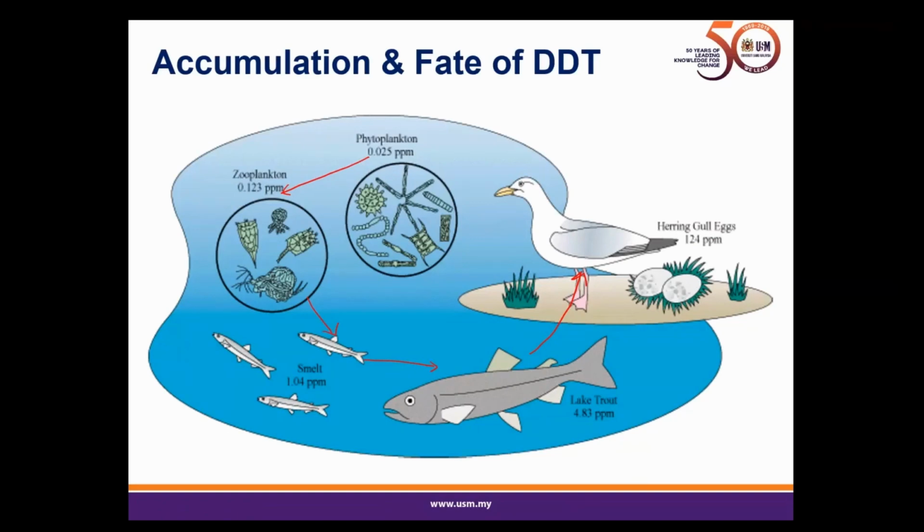Okay, and then because they accumulate in the fatty tissue, you see also the eggs that are produced from the birds also contain a high concentration of DDT, because the DDT accumulates in the tissue. So in the end, it produces very vulnerable eggs. They have a very thin shell that can easily crack. This scenario has been observed widely, and this diagram shows exactly what happened at the Great Lakes in the United States.